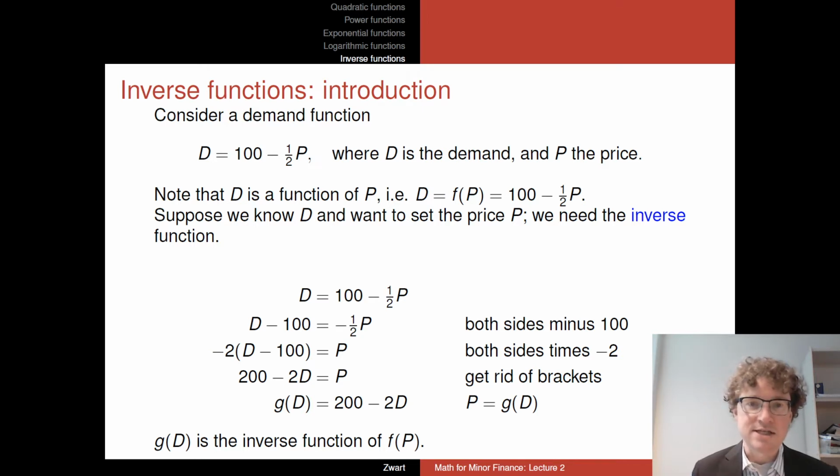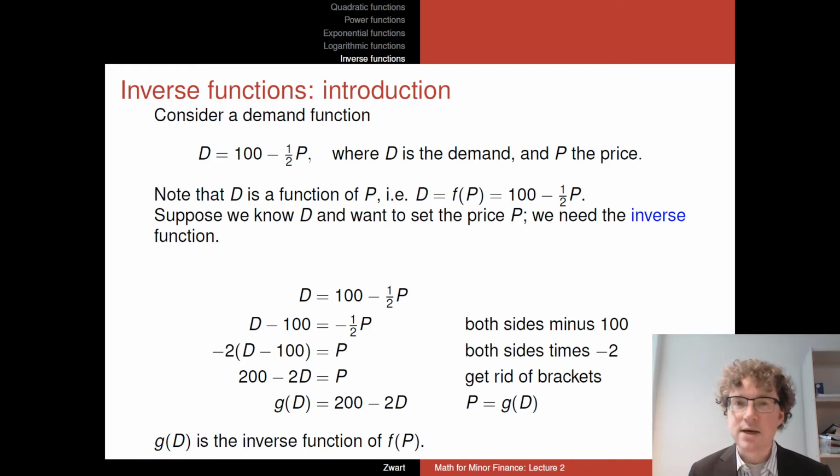So D, the demand, is a function of price, right? Essentially it's a function f of p, f of the price, and this function is 100 minus a half p. So it's a nice and linear function. Now the question here is, suppose that we know what the demand is. You observe demand in the market, say, or you know how much you can produce, and you want to set the price in the market in such a way to fulfill demand. The question, of course, is, how high should I set the price in order to make demand equal what I want? What you need to do for that is to figure out what's the inverse function to this demand.